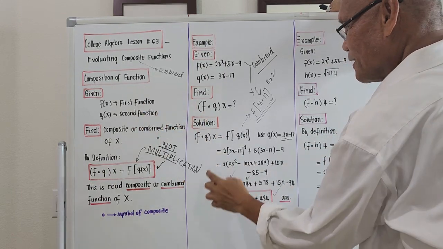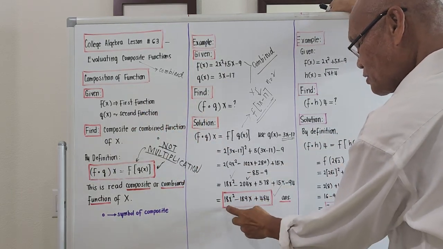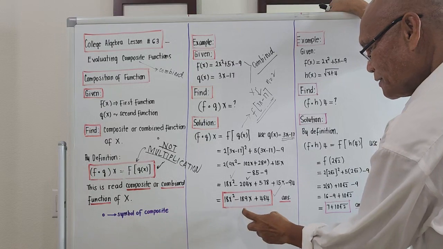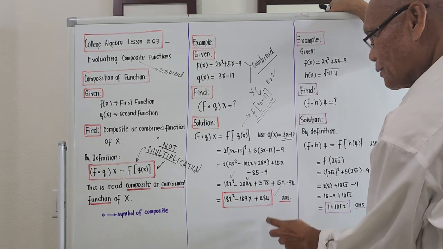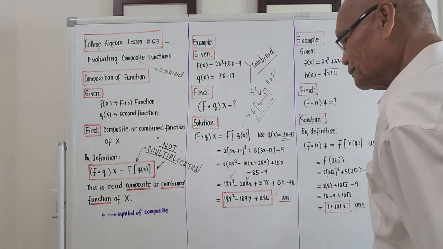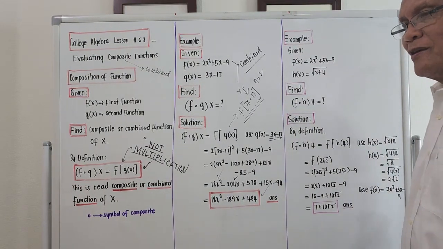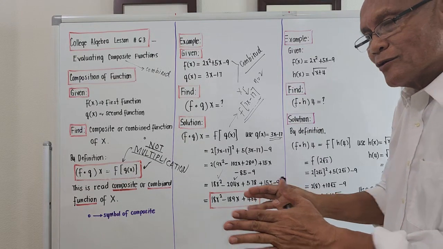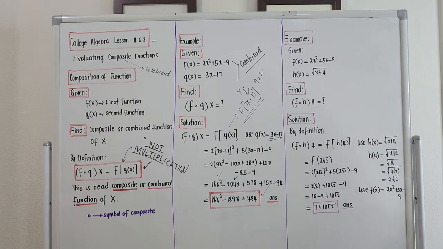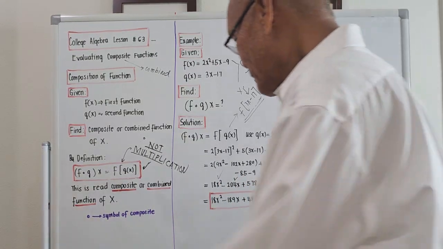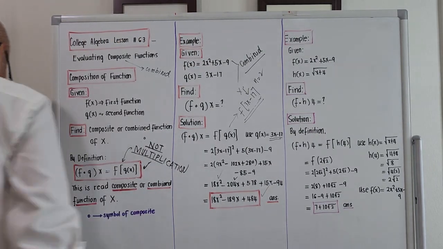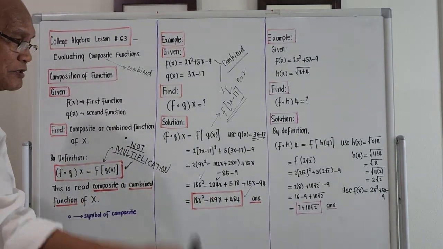Standard for college algebra, right? It will be 18x squared as final answer minus 189x plus 484. As simple as that one. So composite function is just what we call this, combining two algebraic equations. Okay? Last example for tonight. Oh, this is an easy one, guys.